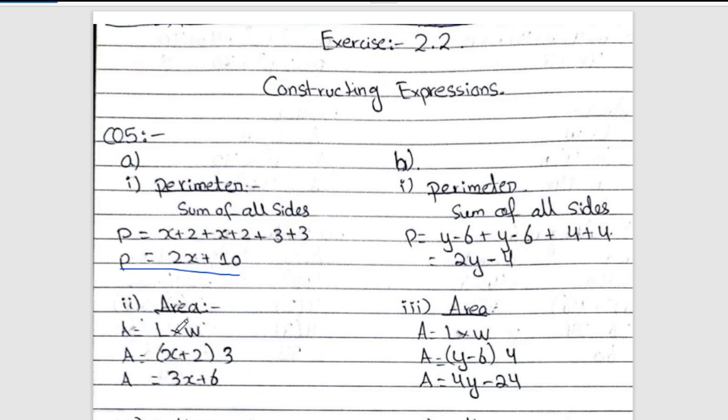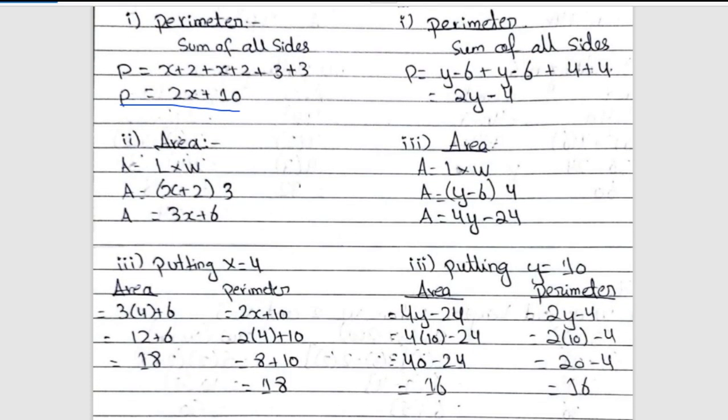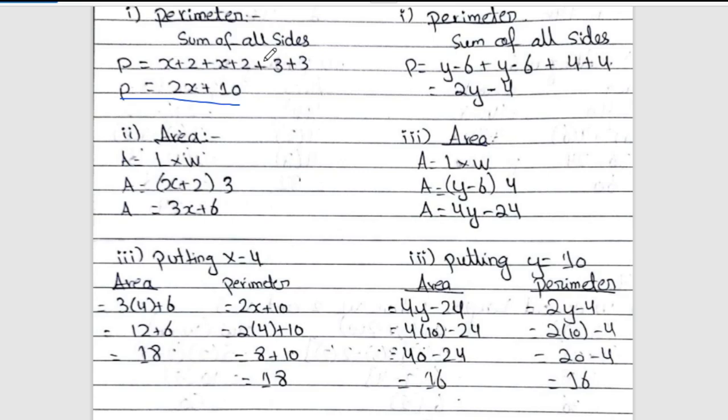To find area, we will multiply length with breadth. Length is x plus 2 and the width is 3. By multiplying, it will be 3x plus 6. These are two parts. In part one we find the perimeter, in part two we find the area, and in the third part we put the value which they have given, which is x is equal to 4. We put this 4 into this expression and this expression.